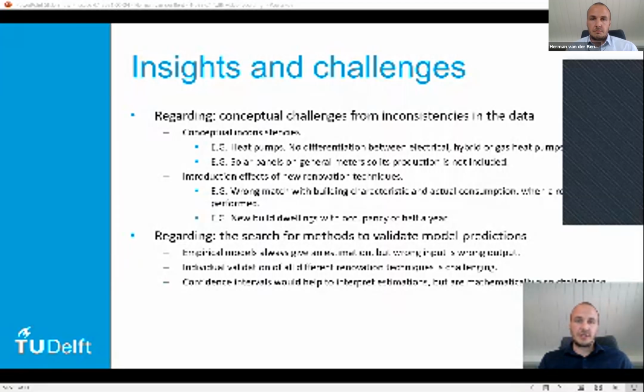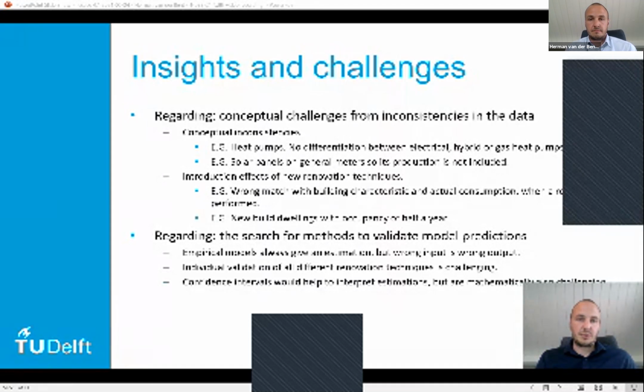And another conceptual inconsistency we found is that, for example, solar panels on apartments are attributed to a dwelling in the energy labeling system, but in reality, the produced electricity can be monitored with general meters, so not on the meter of the dwelling. So then you miss the production in the data set, and the empirical model will estimate the production of solar panels lower than it should. So those are two conceptual inconsistencies, and there are some more.